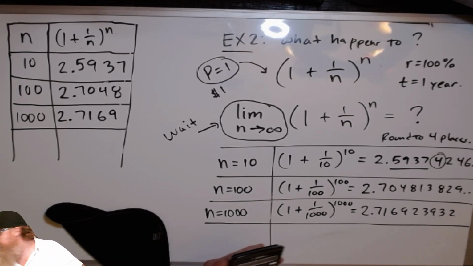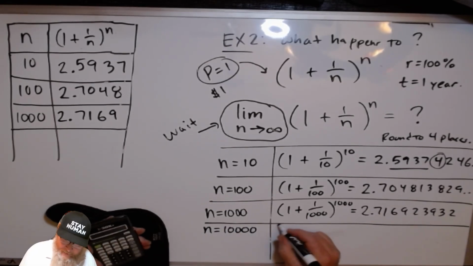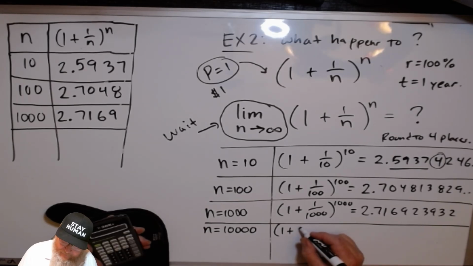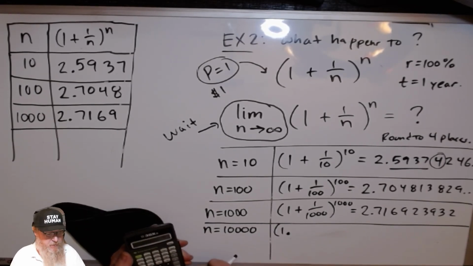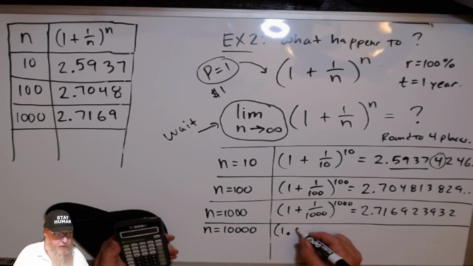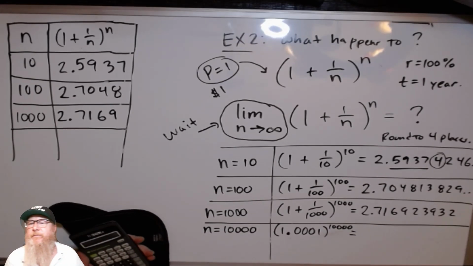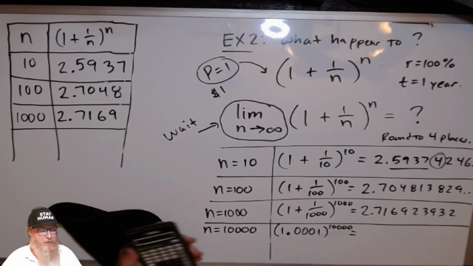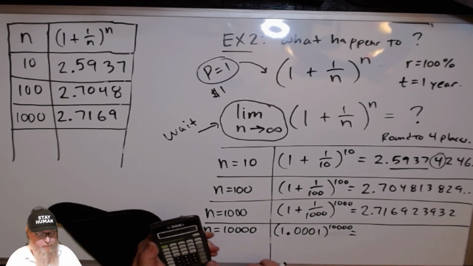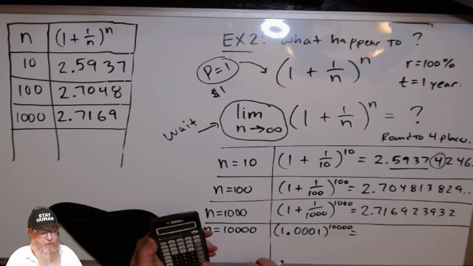And let's do 10,000. 1 plus 1 over 10,000. I'm going to start just writing decimals here. So that's 0.0001 to the 10,000th power. I start off writing them as fractions, but it starts to get really ridiculous, so I'm just going to switch to decimals. So we're going to raise that to the 10,000th power.